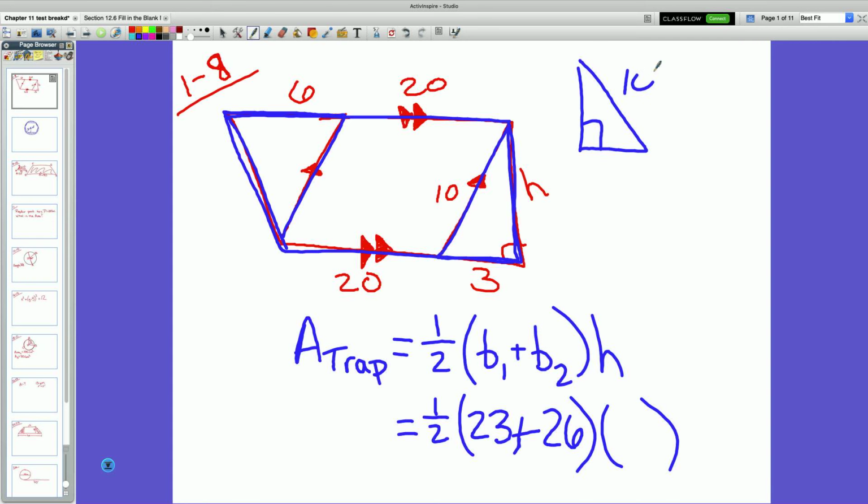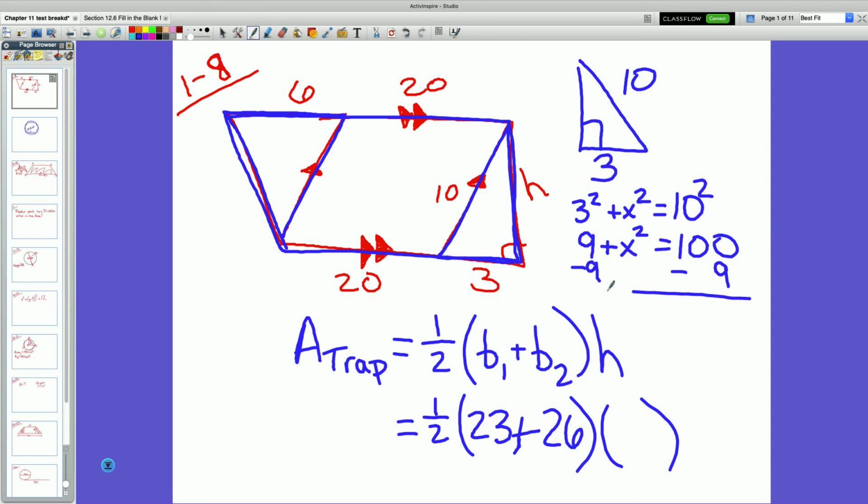And we know the hypotenuse is 10, the base is 3, so how could I find the leg? Well, the easiest way, and the only way in this case, is Pythagorean theorem. So I have 3 squared plus x squared equals 10 squared. So that's 9 plus x squared equals 100. Subtract 9 from both sides. So I get x squared equals 91, and then square root. And for now, we're just going to leave that as is.